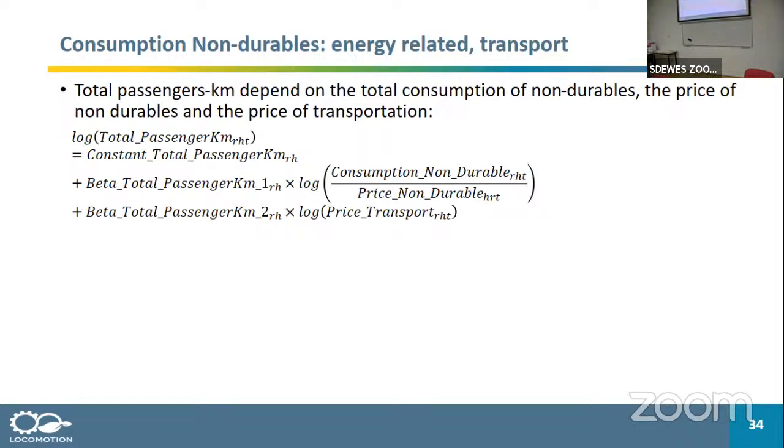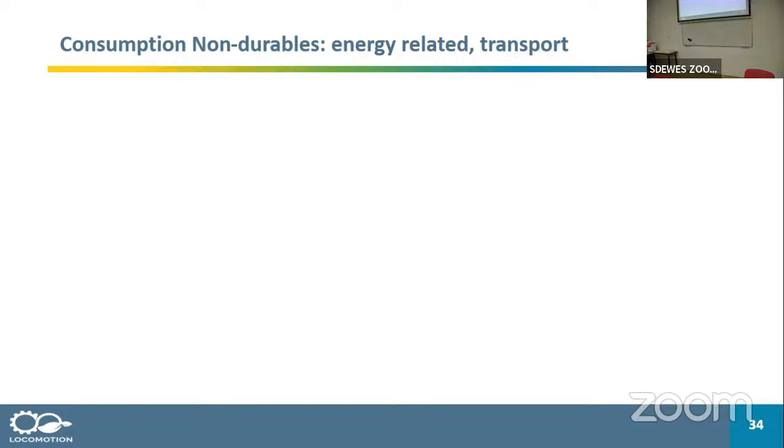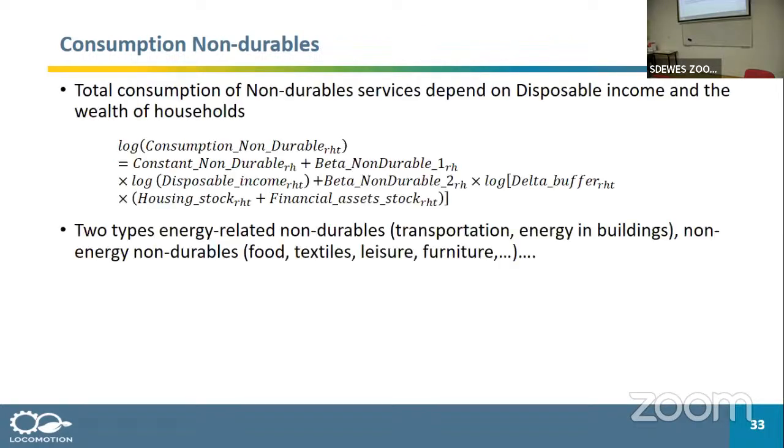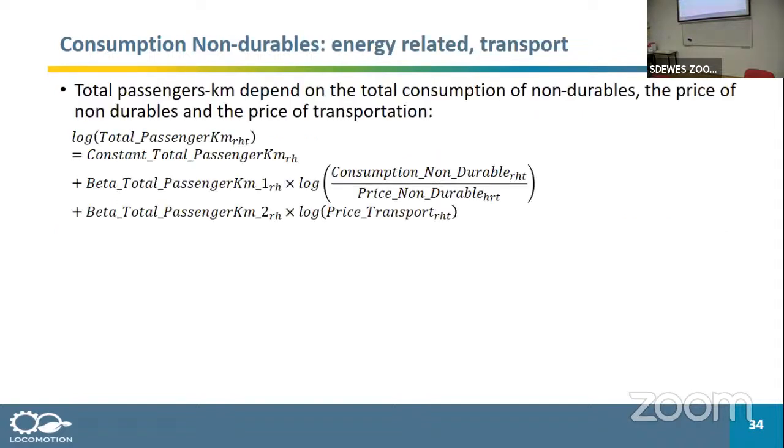For the energy-related part, we have, as I already mentioned, the ones that are related to transportation and the ones that are related to the energy of buildings. So we have transportation and energy buildings. And in transportation, we have private transportation and public transportation. So for the transportation, first, what we compute is the total passenger kilometers in the economic model.